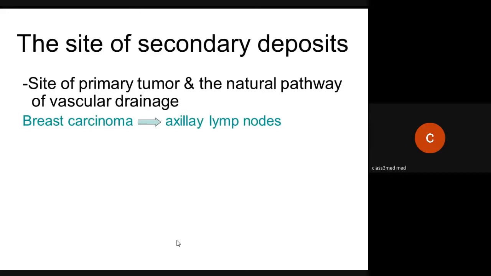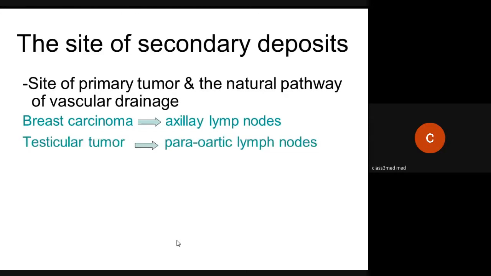Right. Another example, testicular tumors. Testicular tumors metastasize to the para-aortic lymph nodes because the normal lymphatic drainage of the testes is to the para-aortic lymph nodes. While carcinoma of the vulva and of the scrotum metastasize to the inguinal lymph nodes, because the lymphatic drainage is to the inguinal lymph nodes. So this is an important factor in determining the target organ for the metastasis.